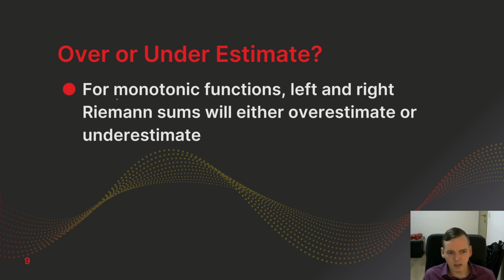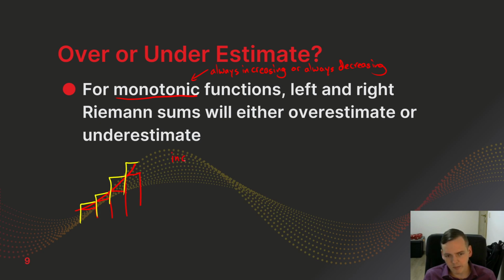So the last idea here is that for a monotonic function, left and right Riemann sums will either overestimate or underestimate. So monotonic means always increasing or always decreasing. So if you have an increasing function and you do a left-hand sum, you can see how it's always going to be less than the function because it's always going to have those gaps in it. If you do a right-hand sum, you'll see that it always overestimates because it's always pointing above. The reverse is true for decreasing.